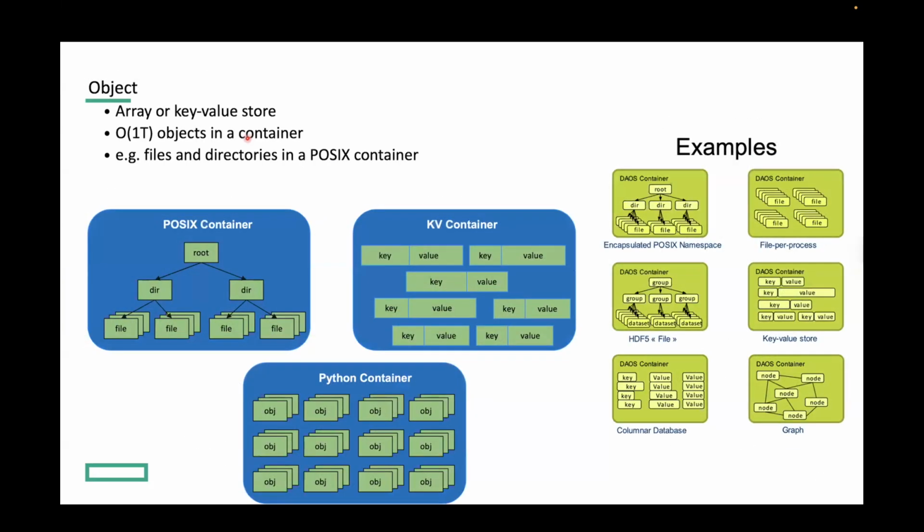An object can be an array or a key value store. You can theoretically have like 1 trillion objects in a container. You can make use of this object container and create any type of container you want. You want a POSIX file hierarchical container or a KV key value container or Python container, graph containers. You can bend DAOS to make it present you any type of representation that you want.